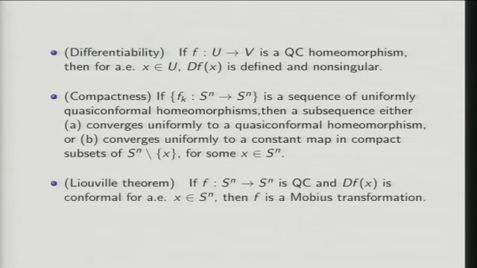And then the Liouville theorem: if you have a quasiconformal homeomorphism whose derivative is conformal for almost every point, then it's a Möbius transformation. In other words, it arises from an isometry of hyperbolic n+1 space, extended to the boundary.